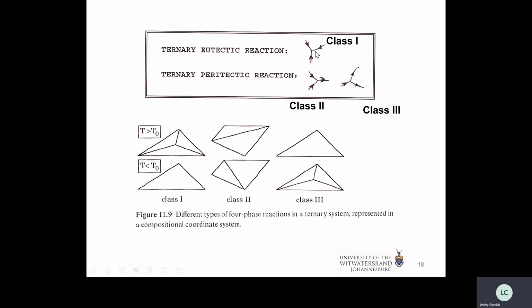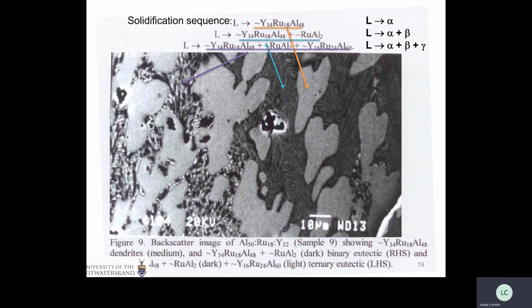arrows again. 3 in is class 1, 2 in and 1 out is class 2, 1 in and 2 out is class 3. And here's some microstructures of the different examples. So here, don't worry too much about the particular phases. These are just the average compositions of them.